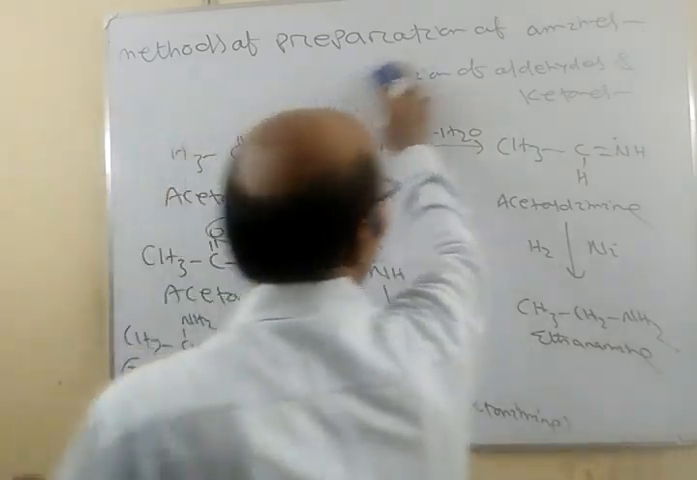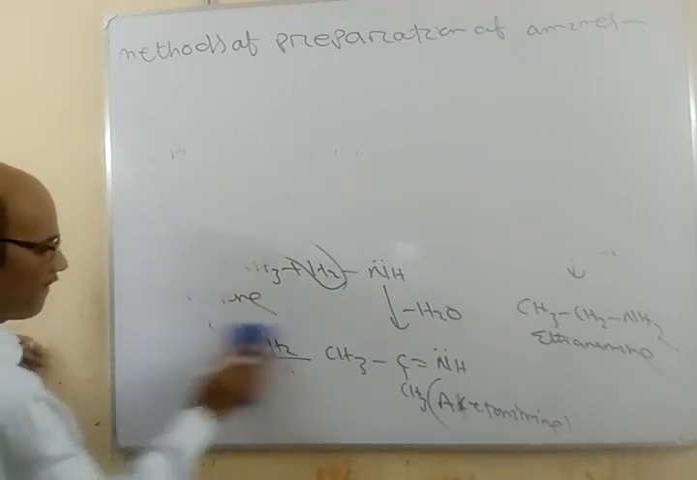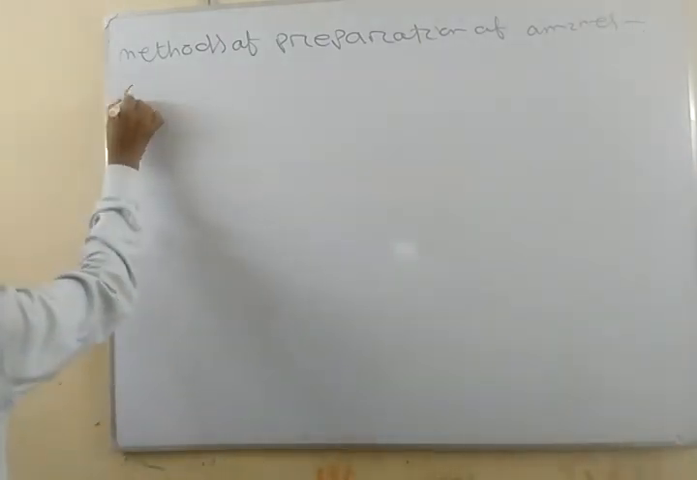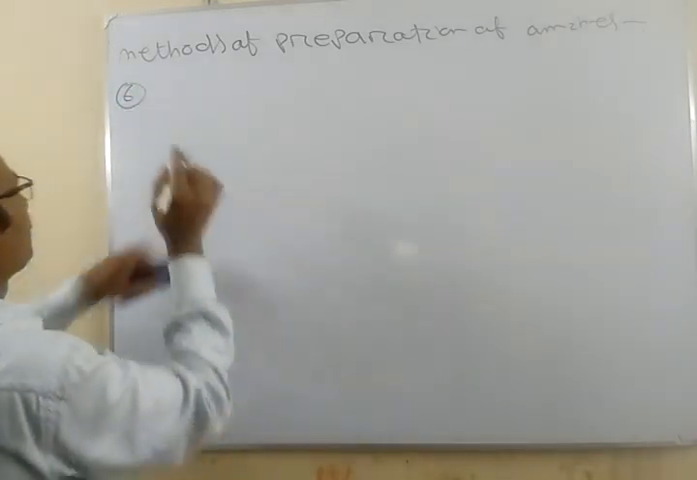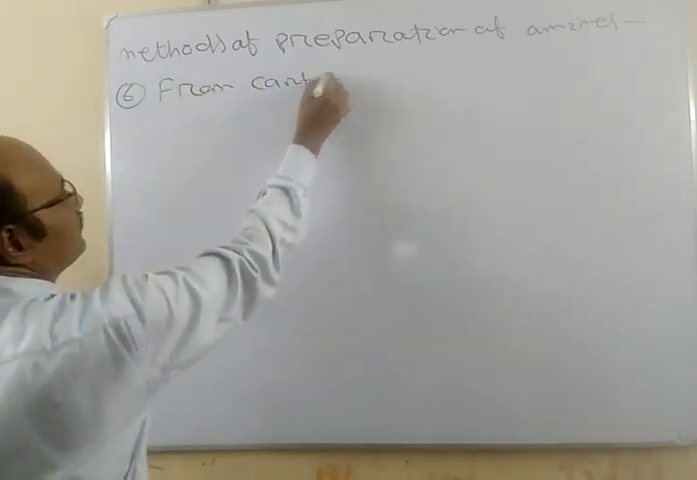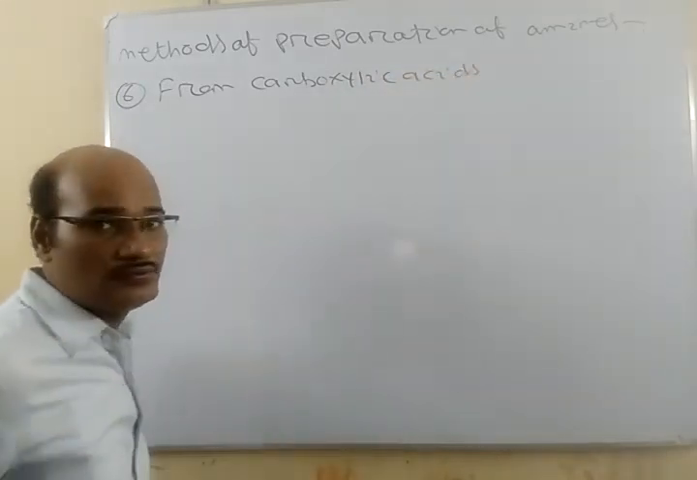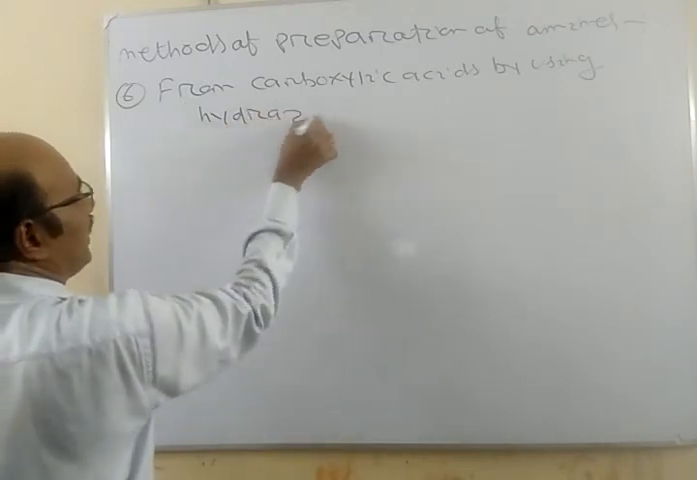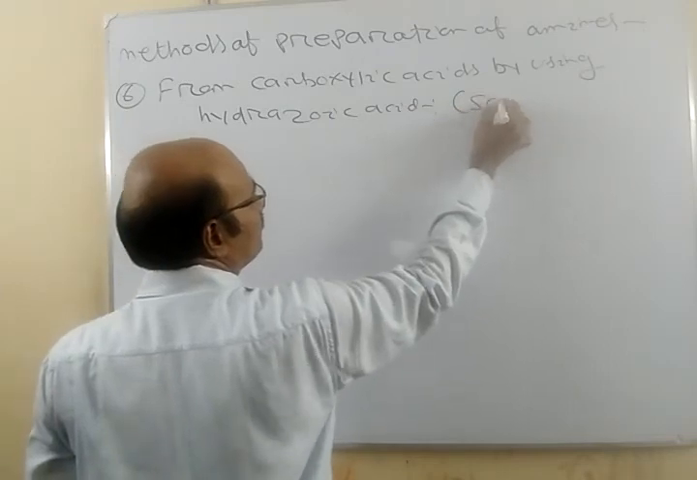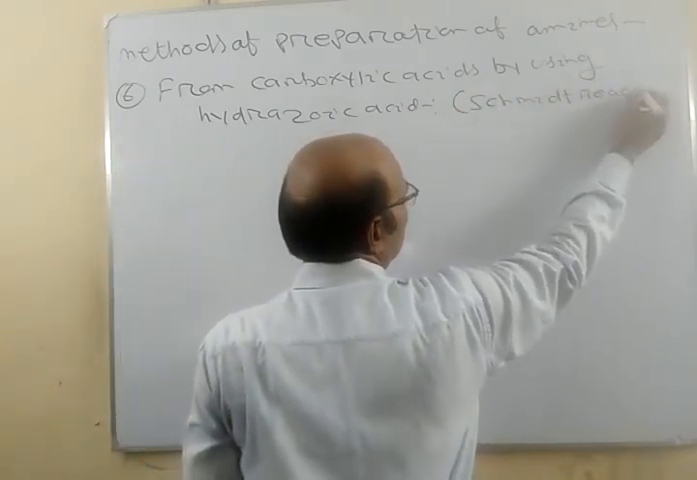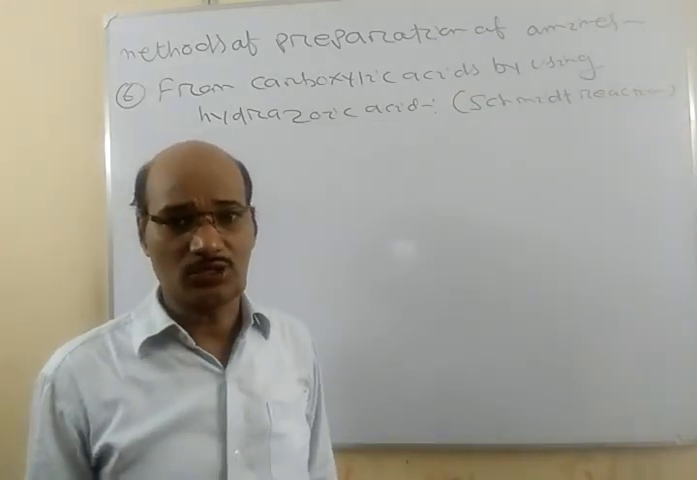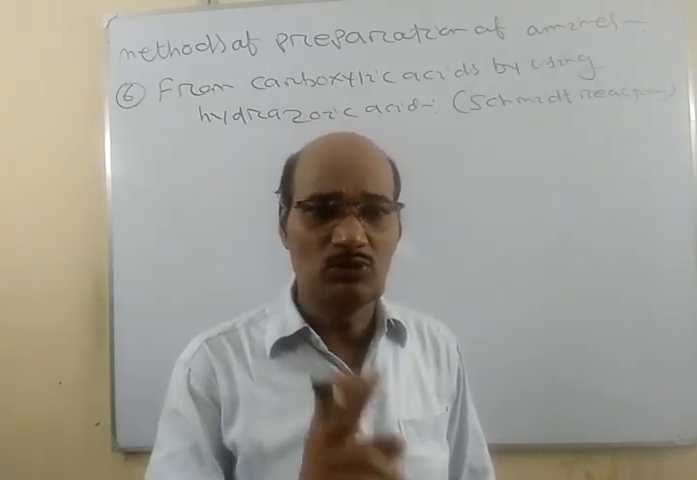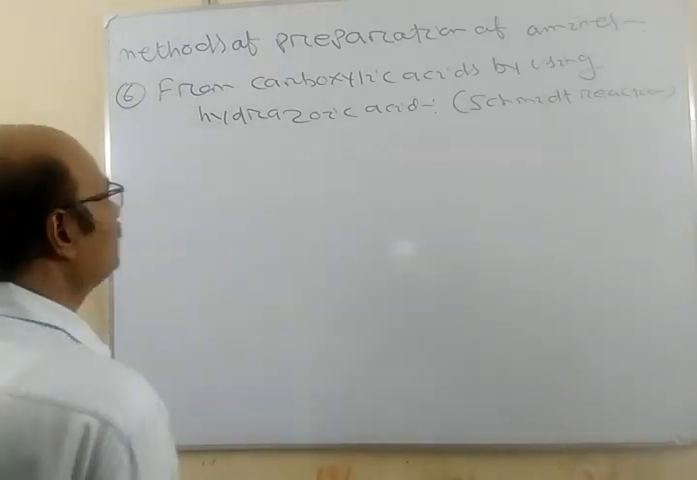Now next, number 6: preparation of amines from carboxylic acid using hydrazoic acid, called the Schmidt reaction. This reaction we have already discussed in the carboxylic acid chapter. Simply, when a monocarboxylic acid reacts with hydrazoic acid, an amine is formed with one carbon less than the carboxylic acid.